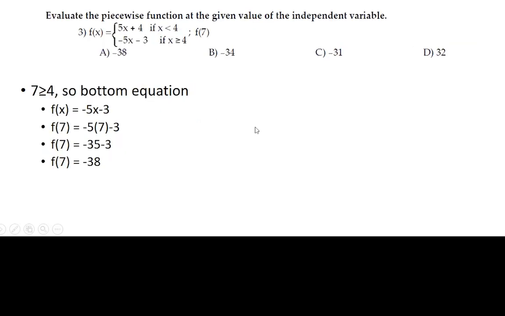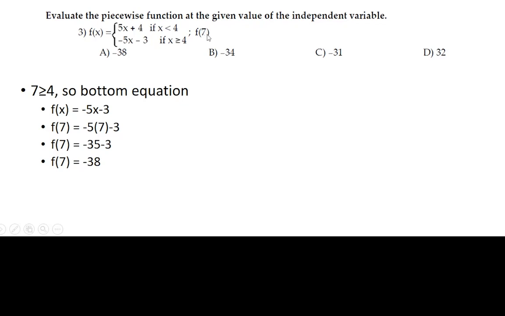Number 3, evaluate the piecewise function at the given value of the independent variable. We have f(x) = 5x + 4 if x is less than 4, and f(x) = -5x - 3 if x is greater than or equal to 4. We want to evaluate f(7).